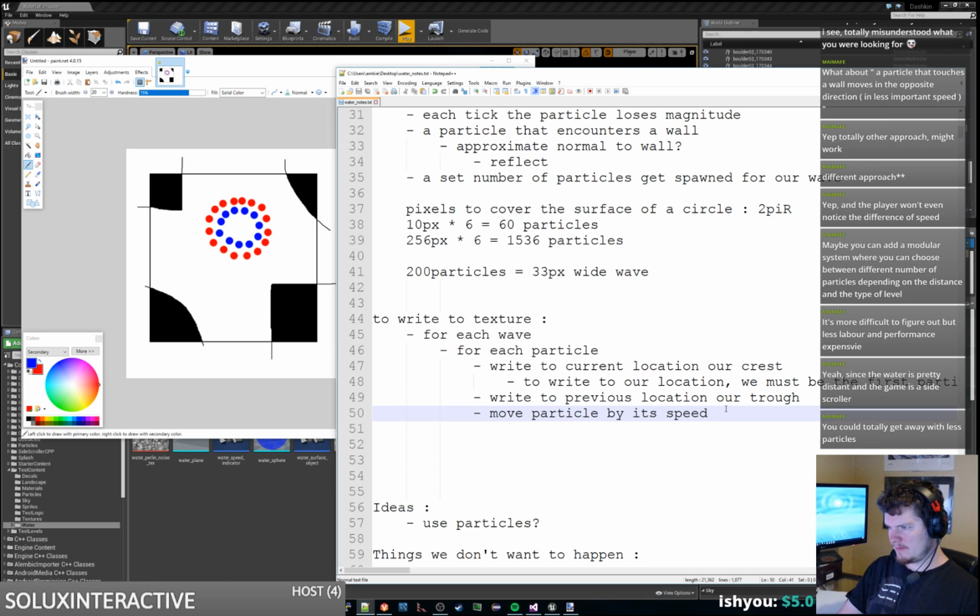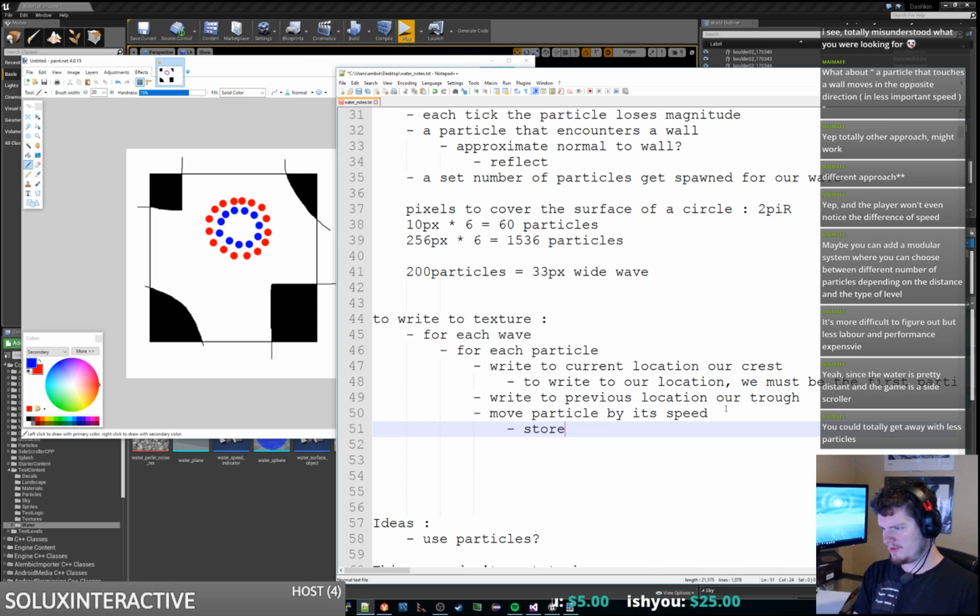Alright, so basically we'll be able to move these particles as part of the update tick loop for when we actually write to the texture, so we don't have to iterate twice and all that garbage. We can store previous location. So I want to store our pixel and world space. Yeah, move particle by its speed and compute the texture space coordinate and save.